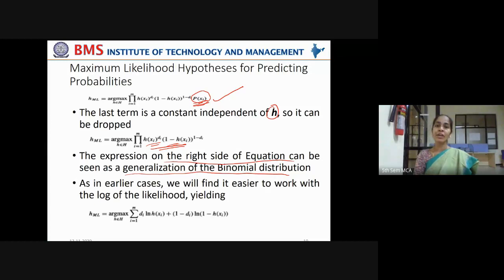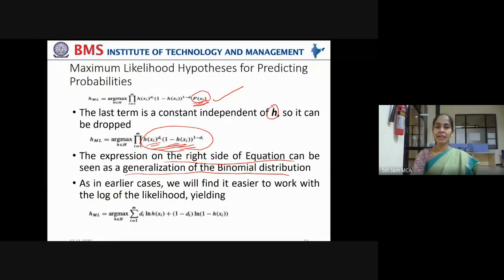Now, the expression on the right-hand side of the equation can be seen as a generalization of the binomial distribution. Did you study about this binomial distribution in your PUC? That formula is the same as this. If you can't recollect, after the class, just Google for binomial distribution, you'll recollect. You already understood how to represent this, right? So that is in accordance with the binomial distribution.